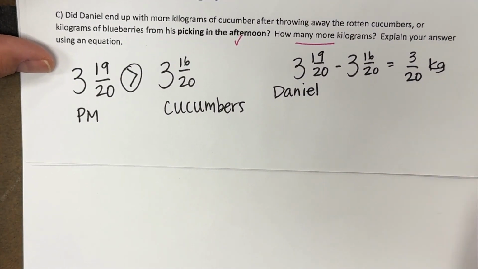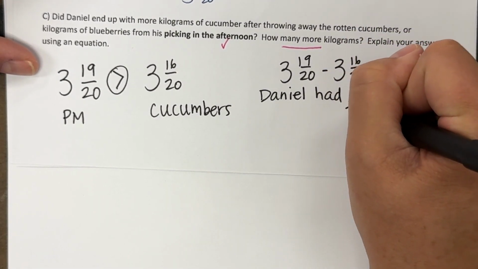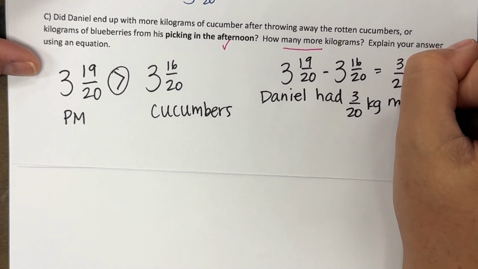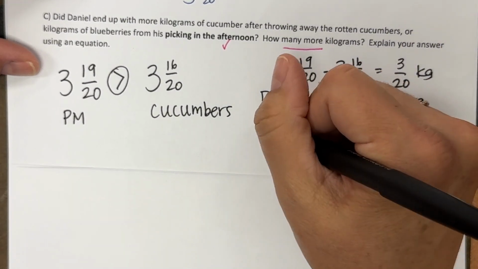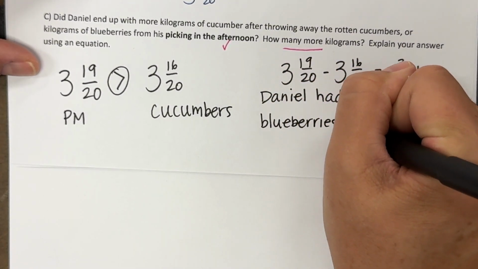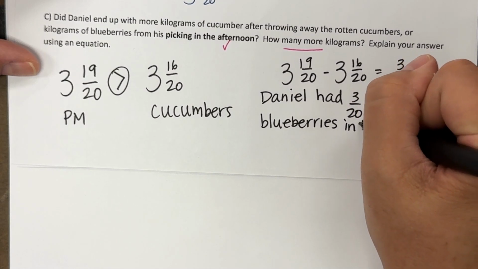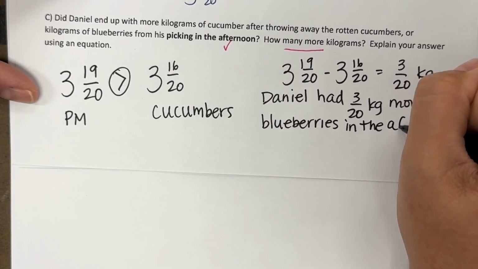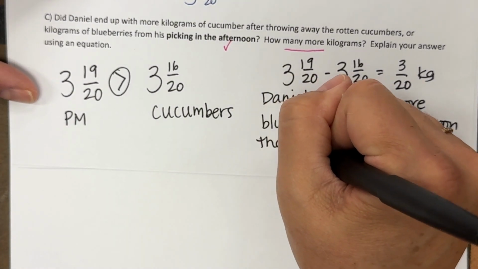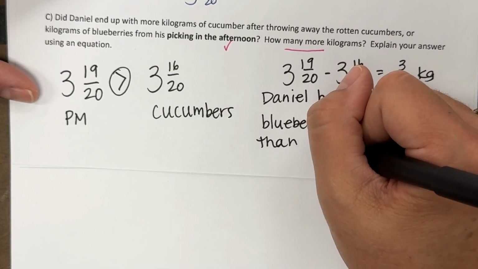So Daniel had 3/20 kilogram more blueberries in the afternoon than, I guess, good cucumbers. I'll just say good.